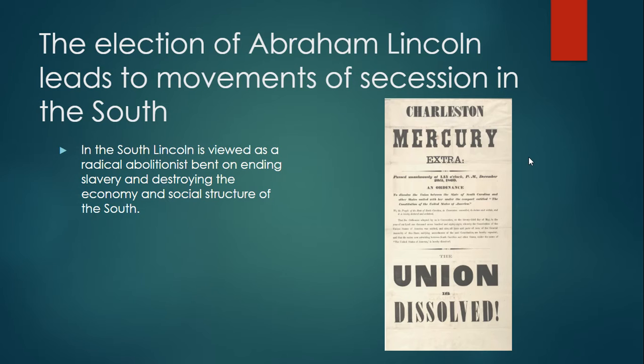The Southern view of Lincoln was that he was a radical abolitionist who was going to come and free the slaves, steal their slaves, and destroy the South. South Carolina will go first, followed quickly by several others, and will form their own government, the Confederate States of America.